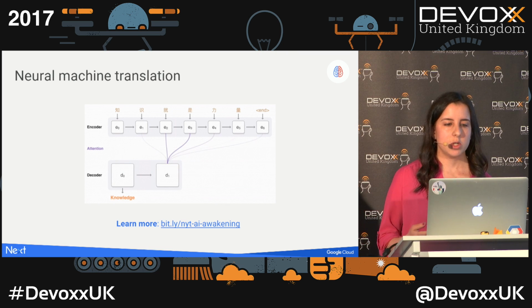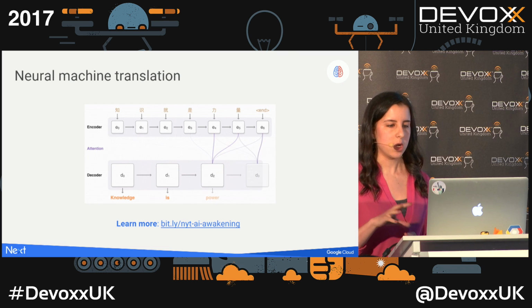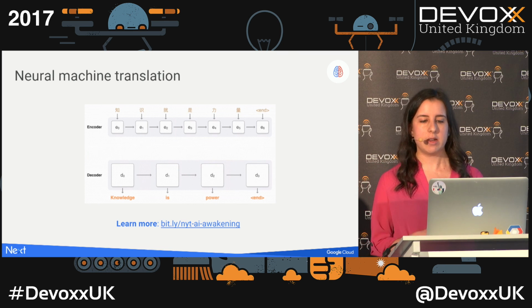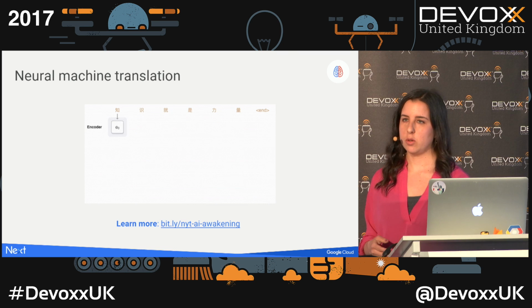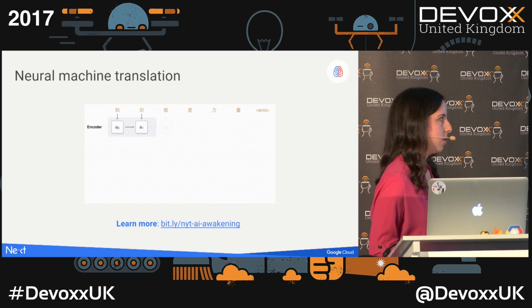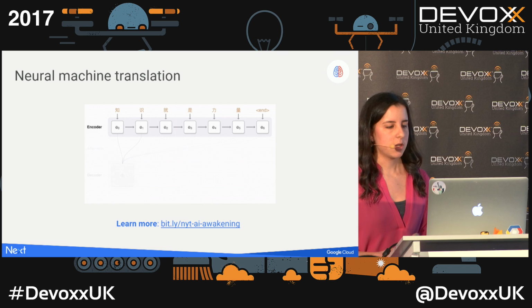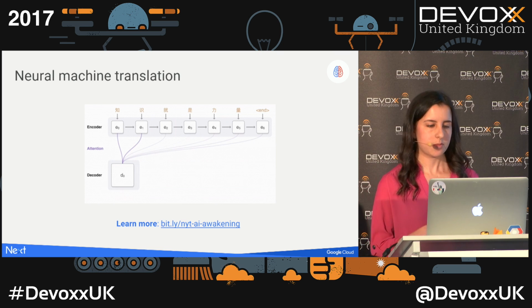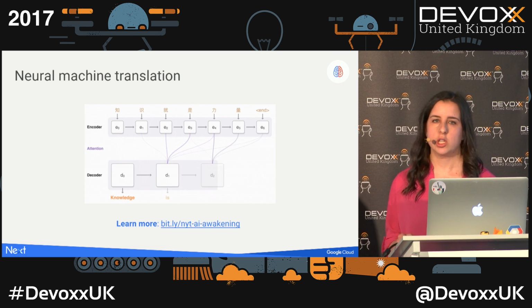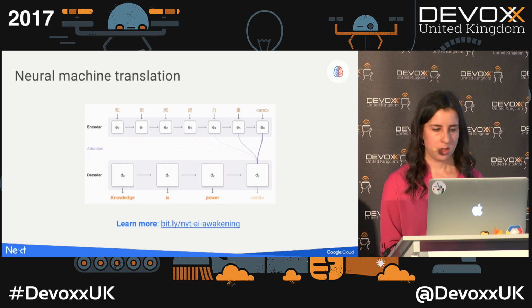And what the neural machine translation does is it looks at each word or token in the context of the surrounding sentence, and it's able to produce a much more accurate translation than before. There's a great New York Times article about it if you go to this bit.ly link, if you want to learn more about how neural machine translation works under the hood.